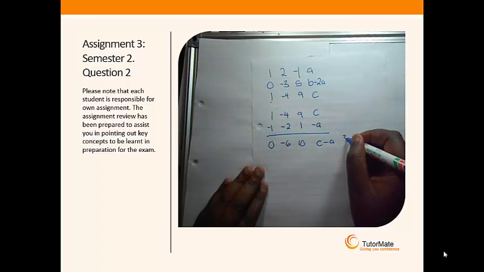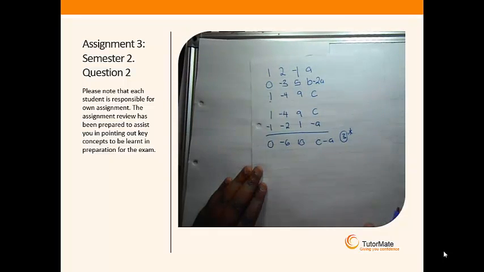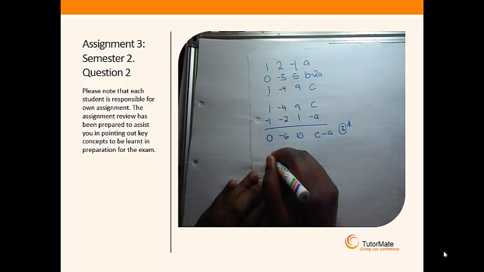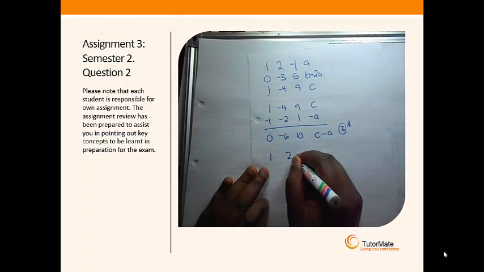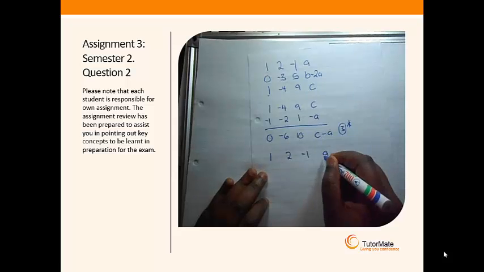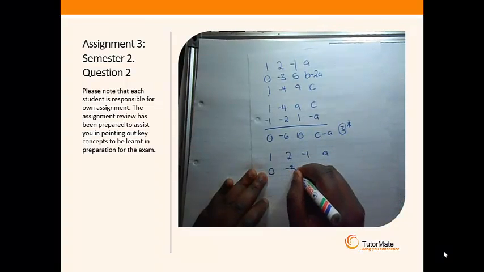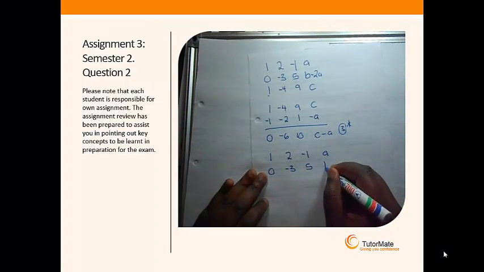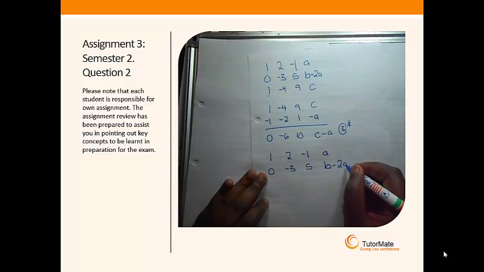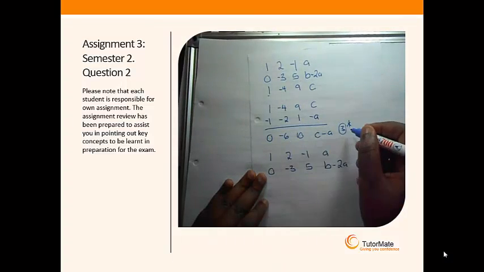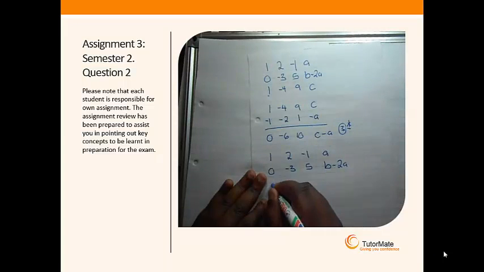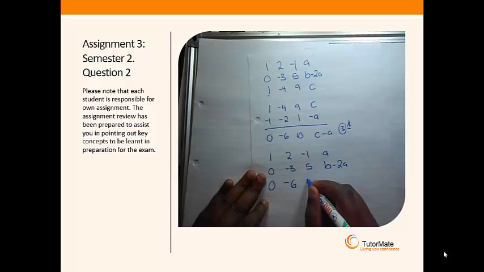So this is now your new third row. If you rewrite now, you're going to get 1, 2, minus 1, a, 0, minus 3, 5, b minus 2a. Then you put in your new third row, which is 0, minus 6, 10, c minus a.